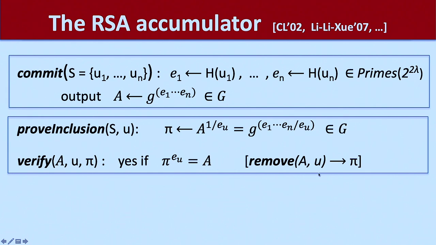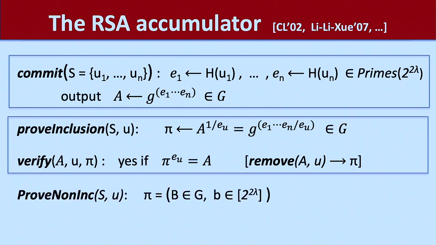By the way, you realize that if I give you a proof of inclusion, that also allows you to remove the element U from the accumulator, because the proof itself is the accumulator with the element U removed. Good. Fine. So we have proofs of inclusion. We can do removals. We can also do proofs of non-inclusion.